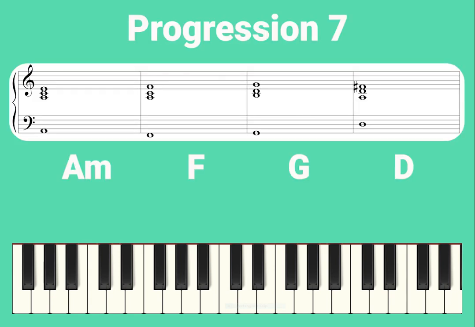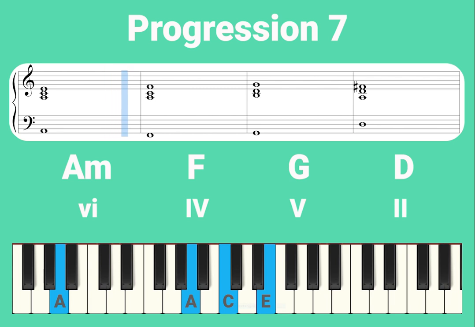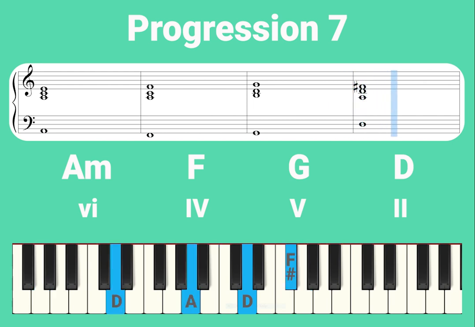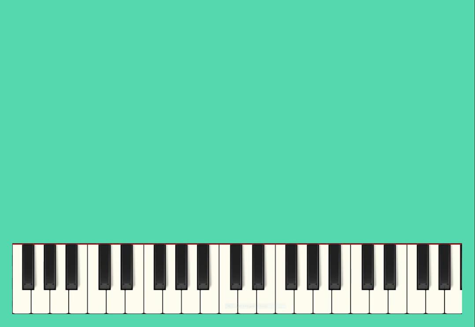Progression 7 is A minor, F, G, and D, and that's chords 6, 4, 5, and 2. The last chord is a D major instead of D minor. This gives the music an inspiring and uplifting feel.